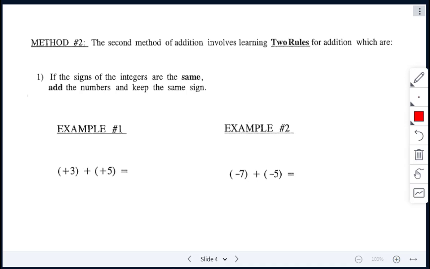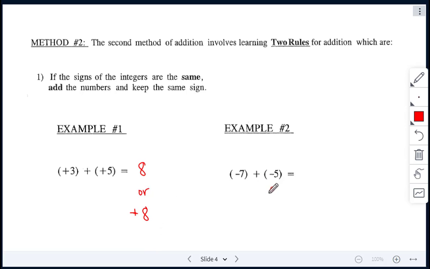Okay, so this is our second method of addition. The first rule is if the signs of the integers are the same, you just add the numbers and keep the same sign. So our 2 examples here. First one is easy. It's just a positive 3 and a positive 5. You're just going to add that like normal. That's just 3 plus 5. That gives me an answer of 8. Or if you want to use your integer, you would say positive 8.